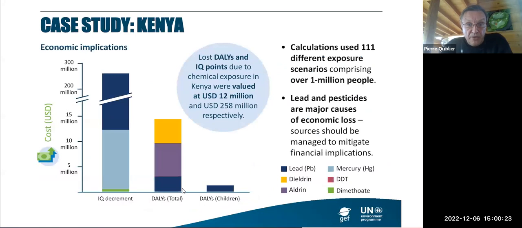The economic implications: the lost DALYs and IQ points due to chemical exposures in Kenya were valued at 12 million and 258 million respectively. The calculations used 111 different exposure scenarios comprising over 1 million people. Lead and pesticides are major causes of economic loss. Sources should be managed to mitigate the financial implications. Those are of course the conclusions. Next, please.